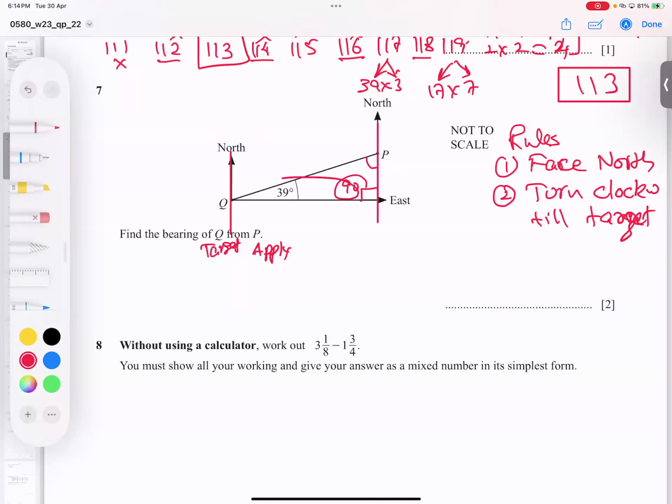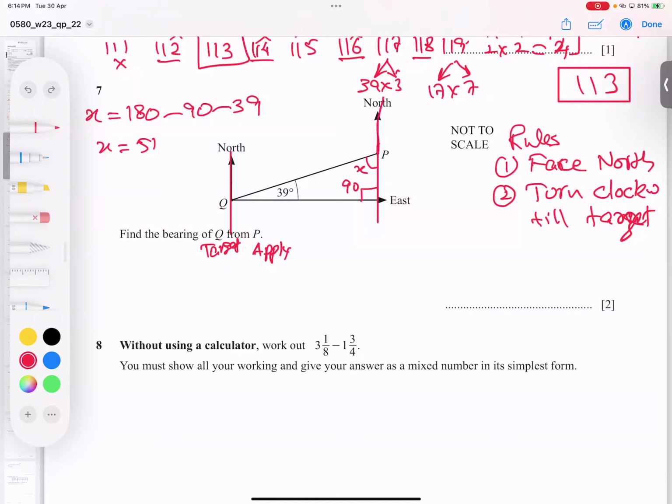And you know, when two angles are given, we can find the third one. I give this angle the name X. So X is equal to 180 minus 90 minus 39. When I subtract 180 minus 90 minus 39, I get 51. And what is it asking for? Bearing of Q from P.